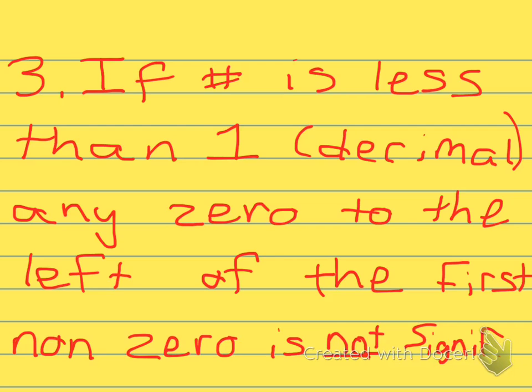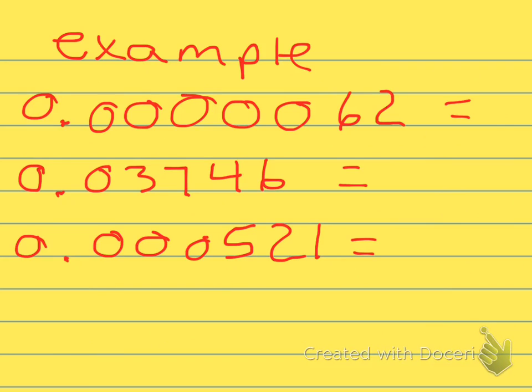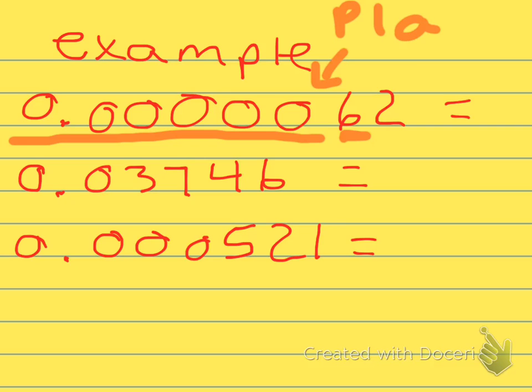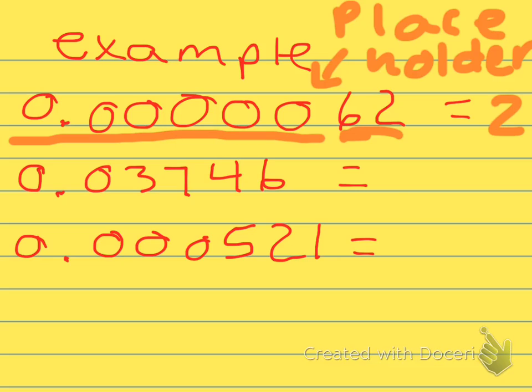Rule 3. If the number is less than 1, so it's a decimal, any 0 to the left of the first non-zero is not significant. And an example would be here. So here, this number is less than 1. It's a decimal. So all the zeros to the left of the first non-zero number, they're just placeholders. So they're just holding the spot for the rest of the numbers. And so they are not significant. So the only 2 are the 6 and the 2.